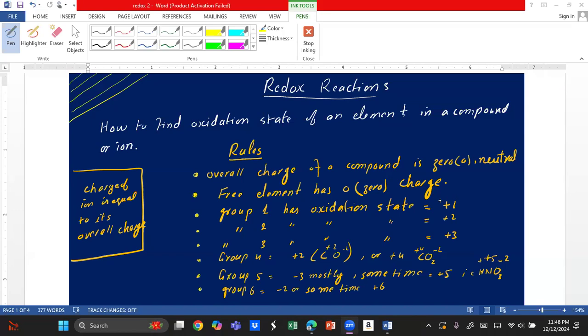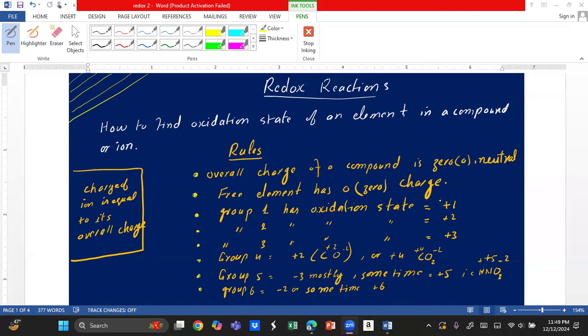Today, I am going to start with redox reaction. This is the second lesson of redox reactions. In the first lesson, I told you the difference between oxidation and reduction. So, along with examples, if you have not seen it yet, please go to video number 1 of redox reactions. This is video number 2 for redox reactions.